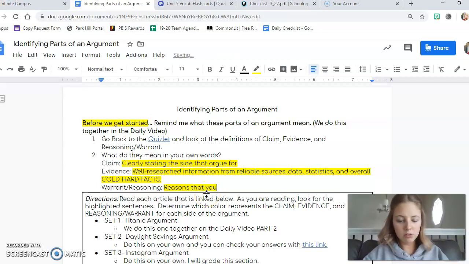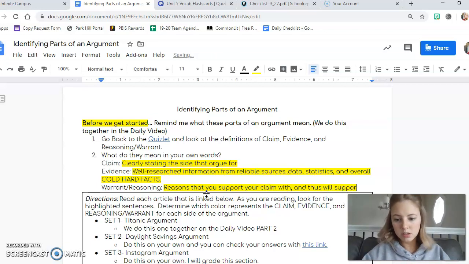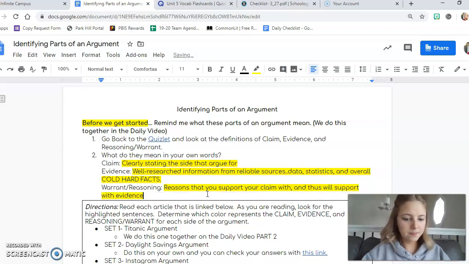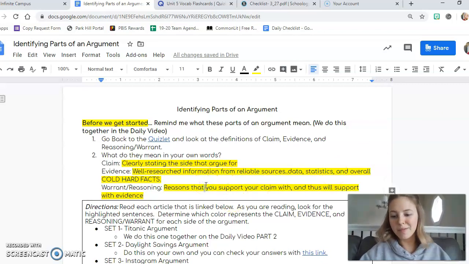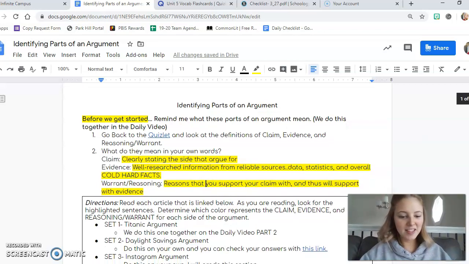Reasons that you support your claim with, and thus will support with evidence. Yeah, not my best wording. You could probably make that better. Let me know if you come up with ideas on how you can make that sound better.